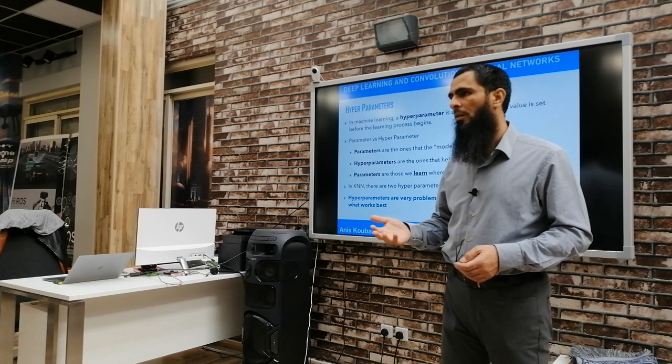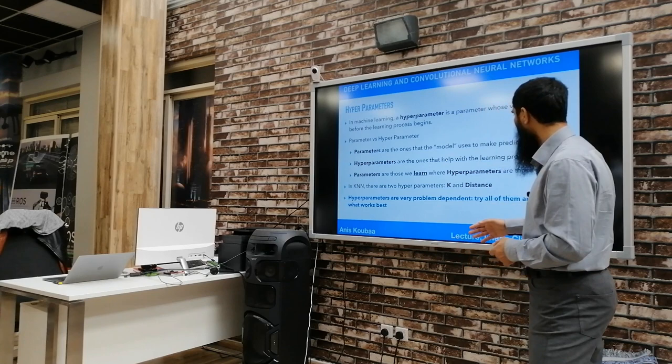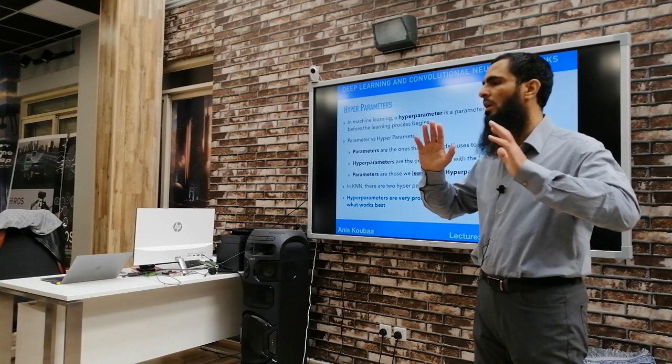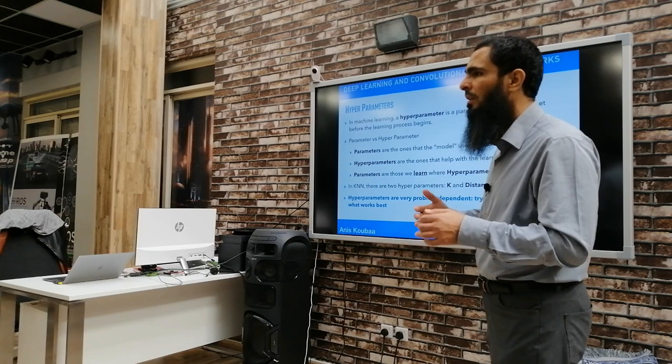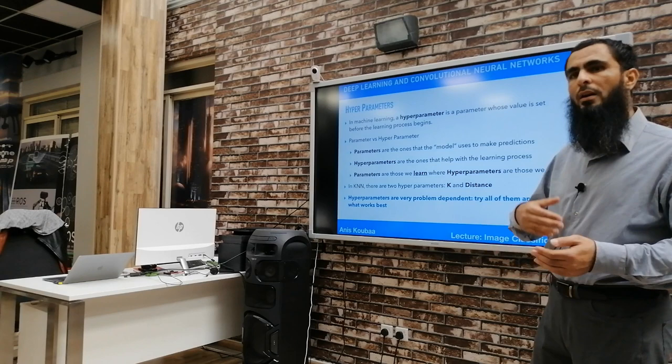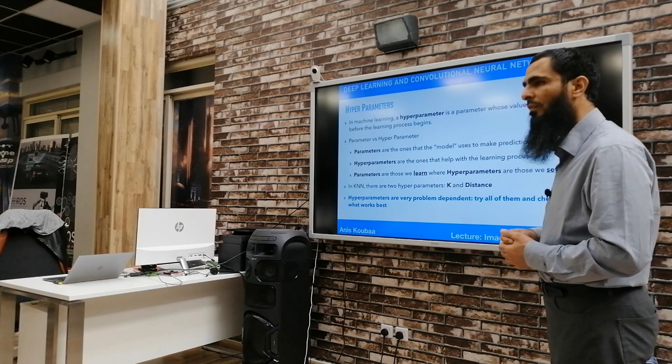Okay, so the hyperparameters are very problem dependent. There is no systematic way to say this is the best. I cannot say that Manhattan distance is always better than Euclidean distance, or that Euclidean distance is always better than Manhattan distance. No. Basically, it's problem dependent. You have to try, check, and observe your errors. If you are satisfied, it's okay. If you are not satisfied, in this case, you do it again with different hyperparameter values. Okay? And try all of them and check what works best.